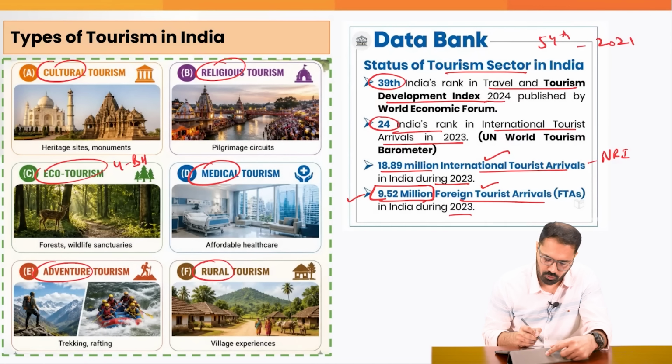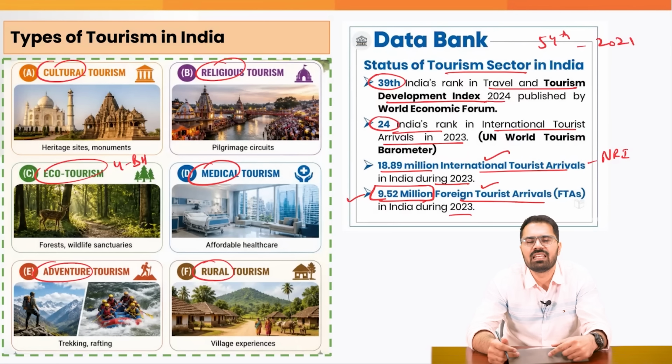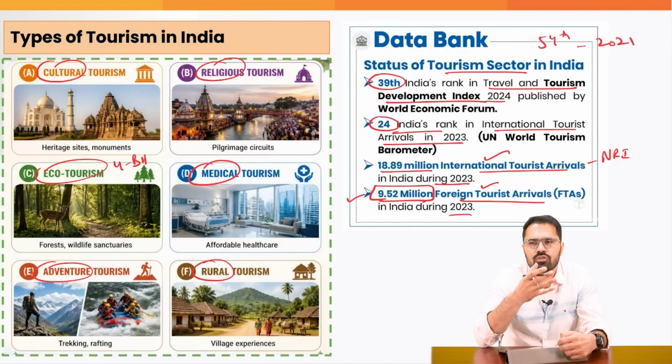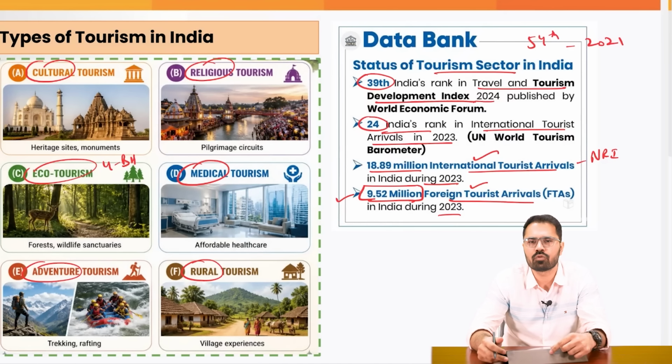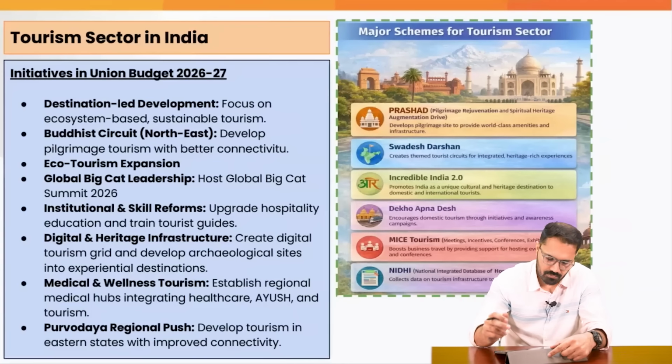Then you have rural tourism, which is gaining traction in light of the fact that more and more people nowadays are living in urban areas. So they try going to the rural areas. In this manner, various rural theme parks are also being created. Clear? So these are different types of tourism which are gaining traction in India.